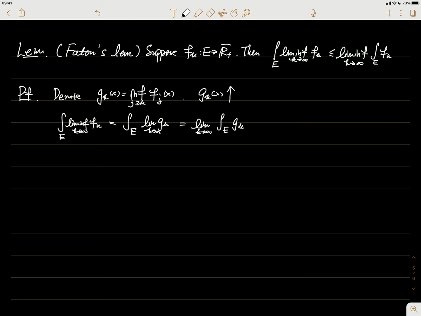On the other hand, recall that g_k is the infimum of f_j for j bigger than or equal to k, so g_k itself must be less than or equal to f_k, because f_k is one of these terms for j bigger than or equal to k. So that's why the integral of g_k must be less than or equal to the integral of f_k as well. Taking the lim inf, the lim inf of the integrals of g_k is also less than or equal to the lim inf of the integrals of f_k. But we know the limit exists for g_k, so the lower limit of the integrals is just equal to this, and that's less than or equal to the lower limit of the integrals of f_k.